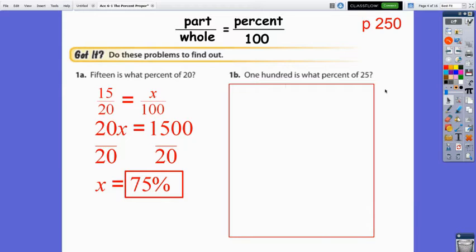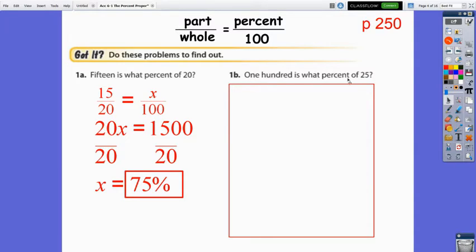Letter B, 100 is what percent of 25? Which number is the part and which is the whole can sometimes be confusing. It is not always that the part is the smaller of the two numbers, because sometimes the percent is greater than 100%. The number that comes after the word of is typically the whole. We'll talk more about that in another slide.